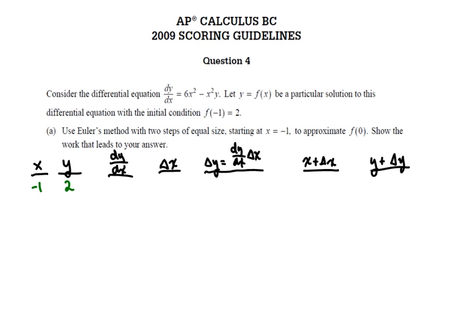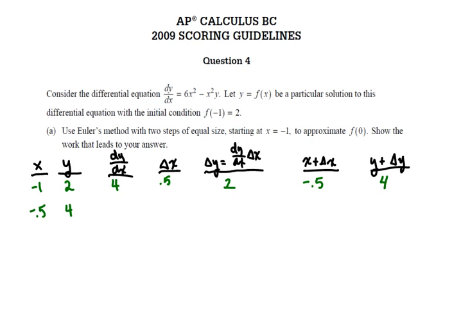So let's see what we have here. Our original x is negative 1 and our original y is 2. We're going to plug that into 6x squared minus x squared y. And I believe when you work that out, you get a positive 4, 6 minus 2, which is 4. The delta x is determined by the problem. We're going to do this in two steps of equal size to go from negative 1 to 0, and so it's positive 1/2. We multiply 4 times 1/2 and we get 2. X plus delta x is going to give us negative 0.5. Y plus delta y is going to give us 4. And those become our starting point for the next and final iteration.